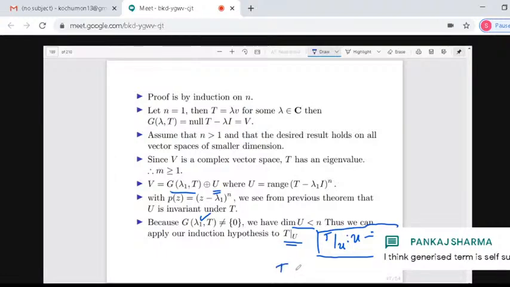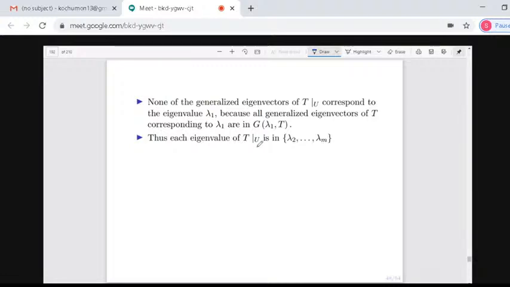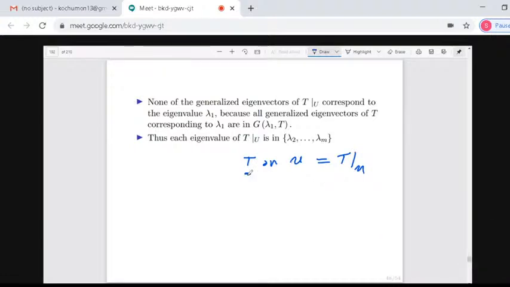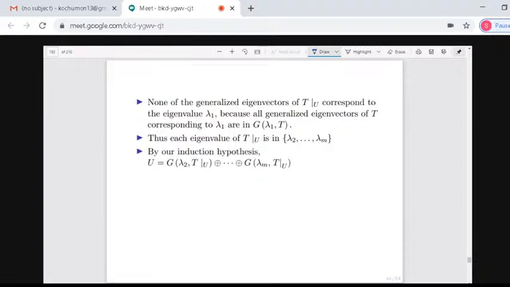Now, each eigenvalue of T restricted to U is among lambda 2 through lambda m. This operator maps U to U, because if at all some eigenvalue is there for T on U, that will be an eigenvalue of T restricted to U also. Eigenvectors from the space U will be eigenvectors for this also and vice versa. Therefore, these are the eigenvalues of T restricted to U. And by the induction hypothesis, T restricted to U is acting on a smaller vector space, so we have this result.